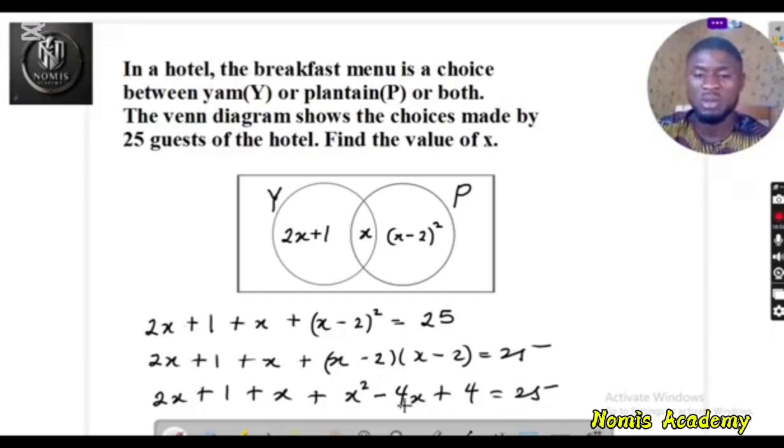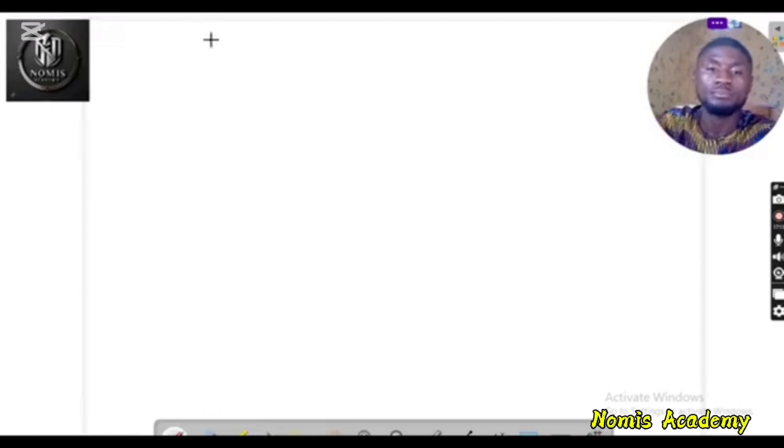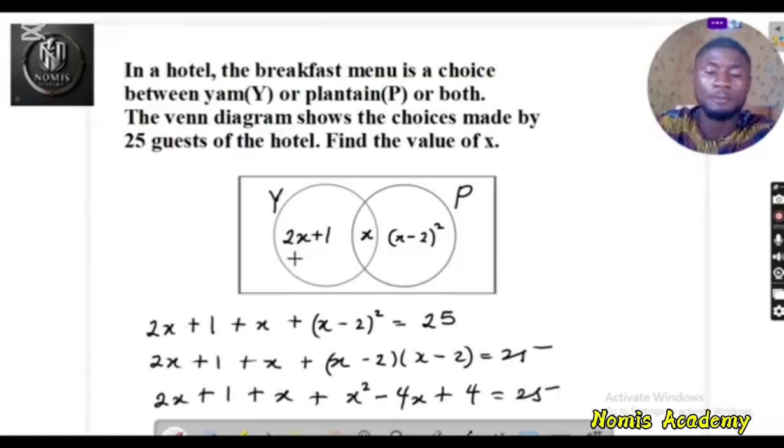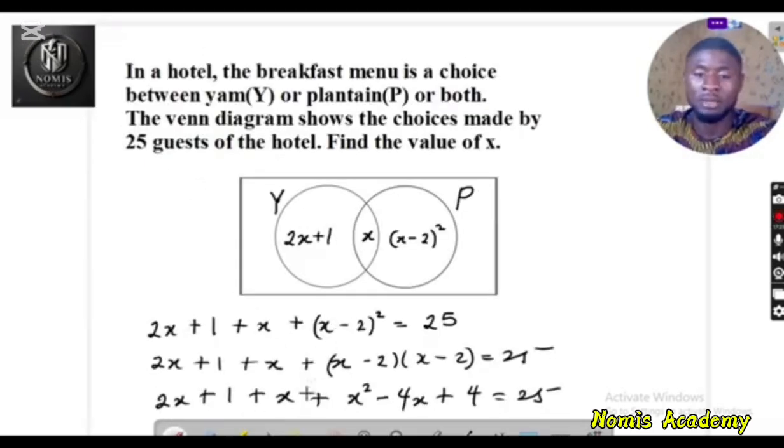So I have 2x plus 1 plus x squared minus 4x plus 4. So 2x minus 4x, I should be left with minus 2x, right? So minus 2x plus x, that will be minus x. So what I did was 2x minus 4x, that will be minus 2x. Now minus 2x plus x, which will be minus x.